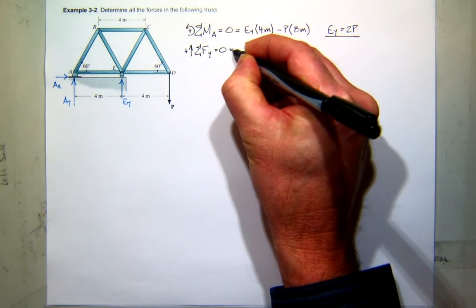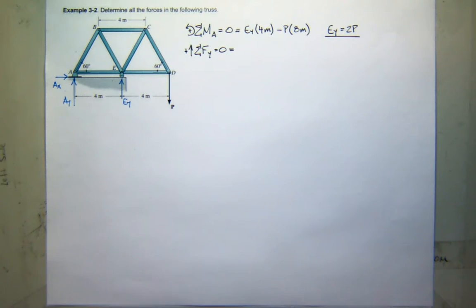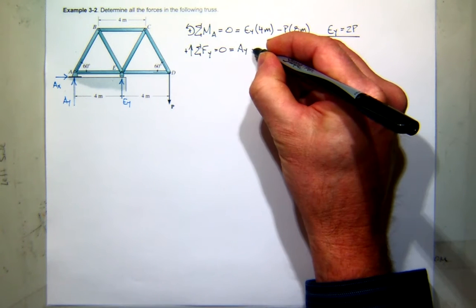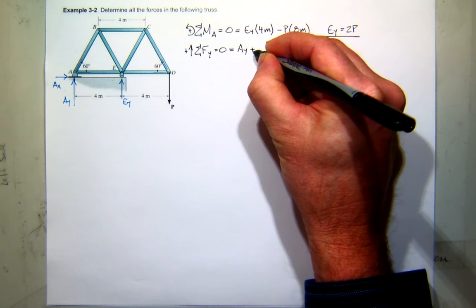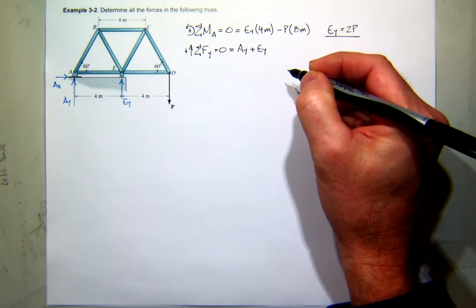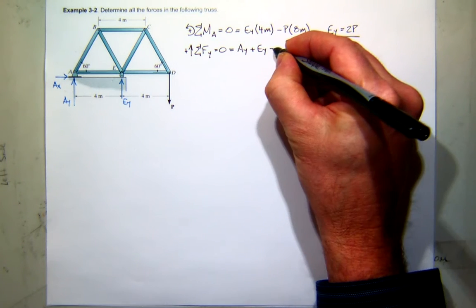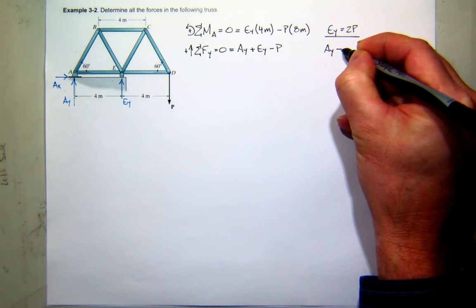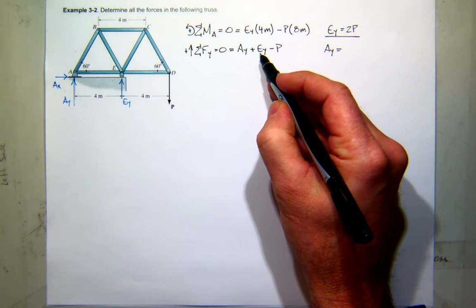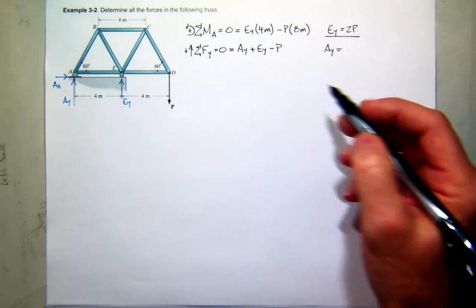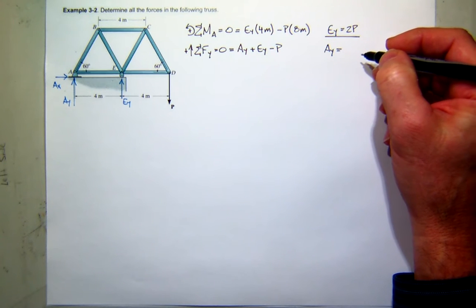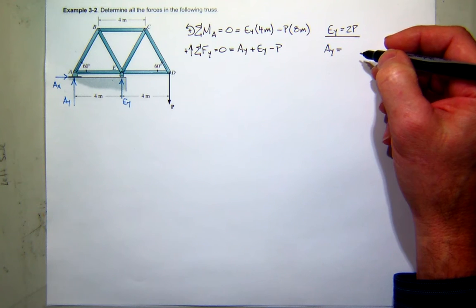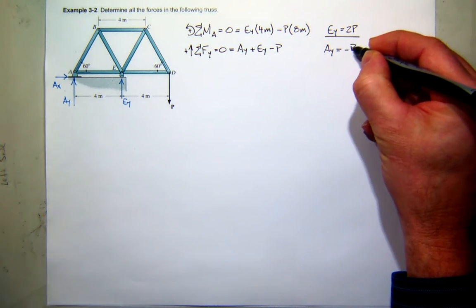Ms. Arriaga, what are the sum of the forces in the Y for me? AY. Yeah, AY is up. Plus EY? Yeah. And then the force P, right? So what is AY? Remember, EY you plug in here is 2P. So what is AY? P, but is it positive or negative? Negative. Everybody see that?